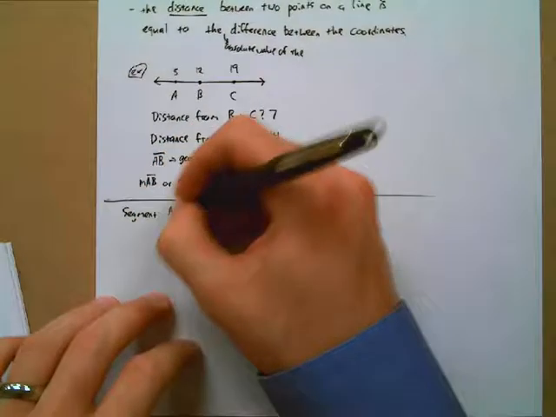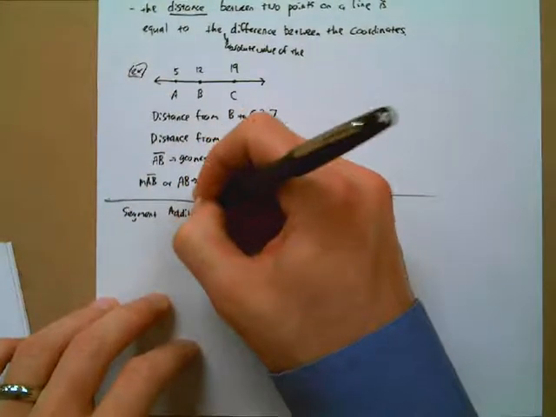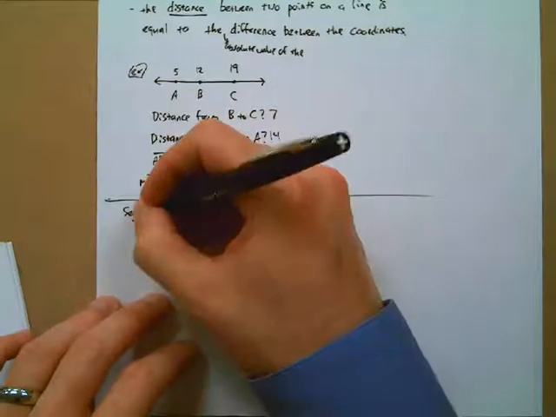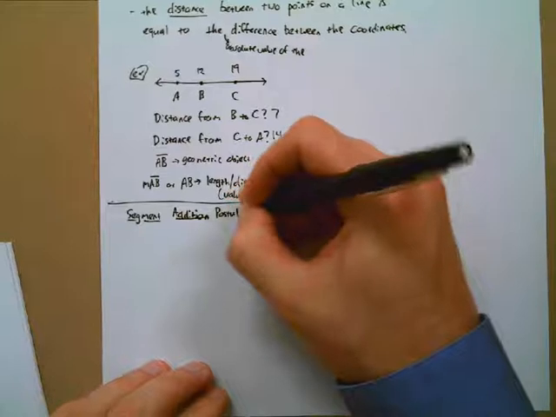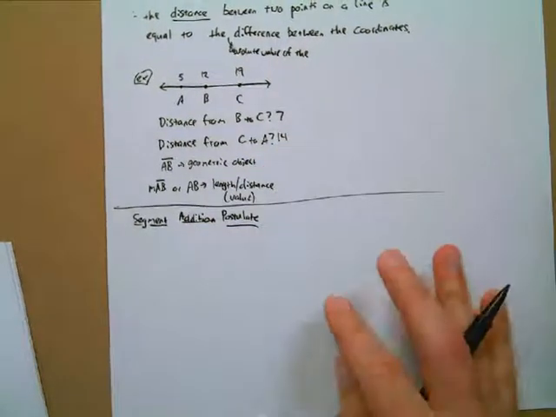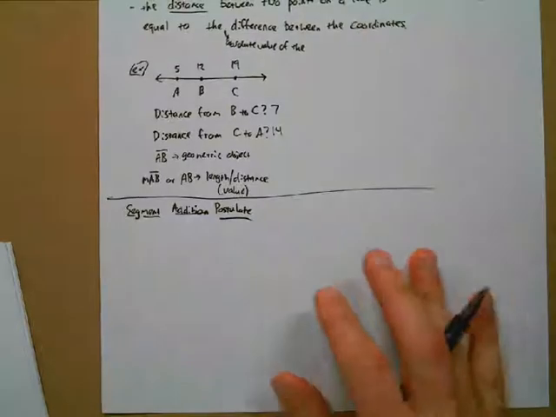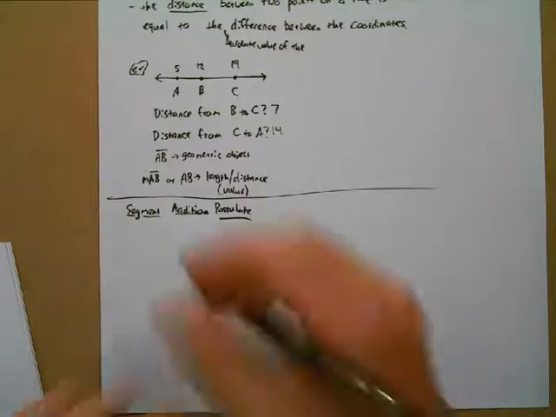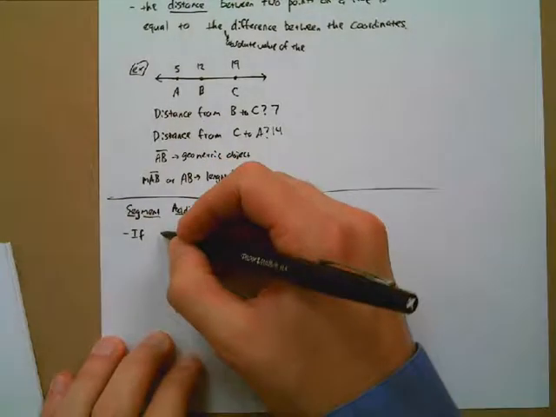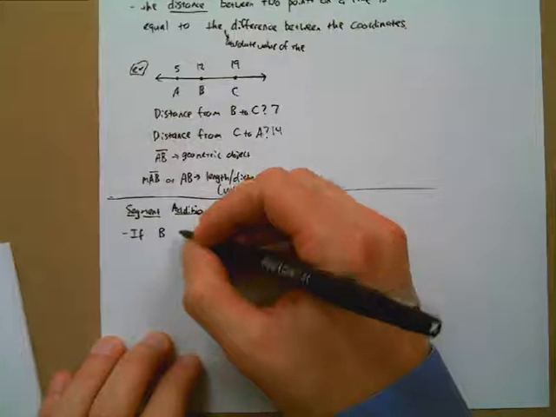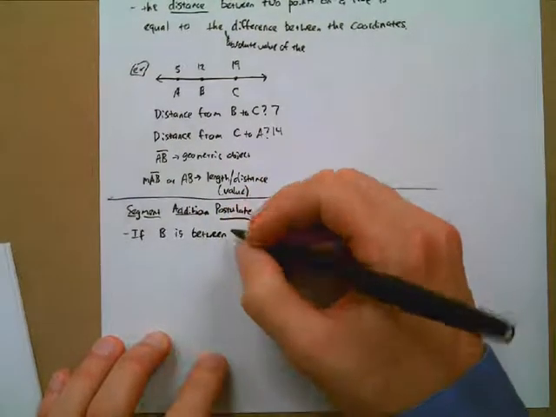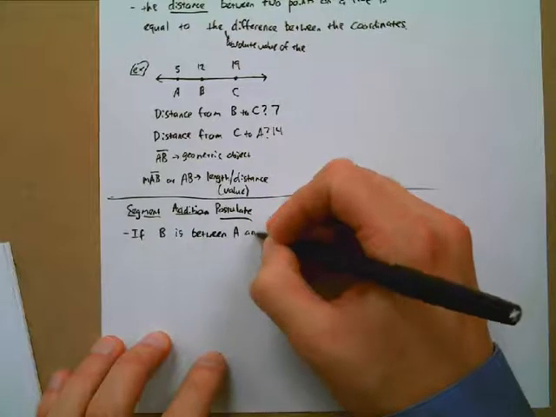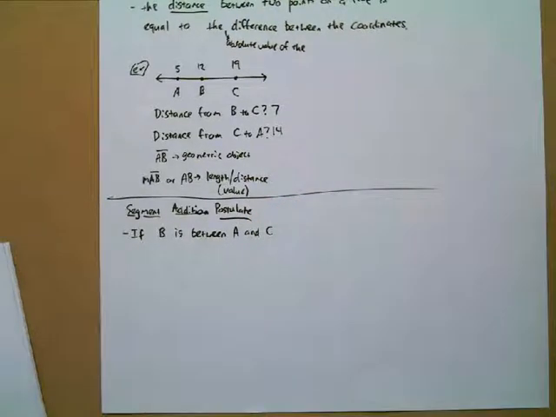By the way, there's a way to denote that B is between A and C: put A dash B dash C. That indicates that B is between A and C. So if B is between A and C, then AB plus BC is going to equal what? AC. The total, right? From A to B plus B to C is going to equal the total A to C.